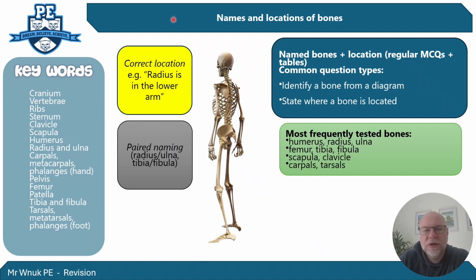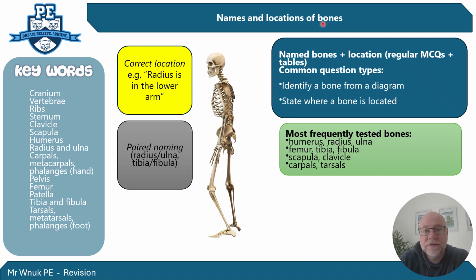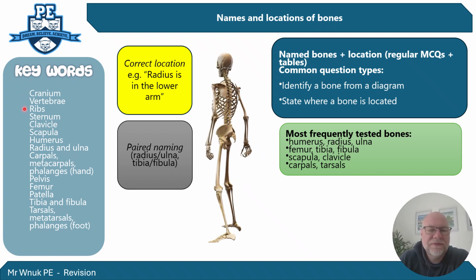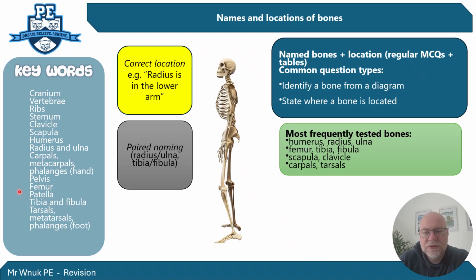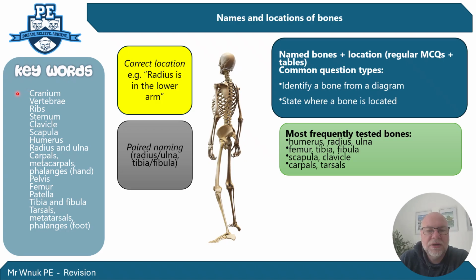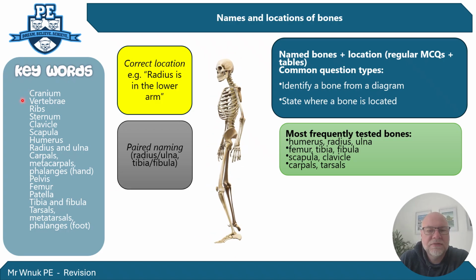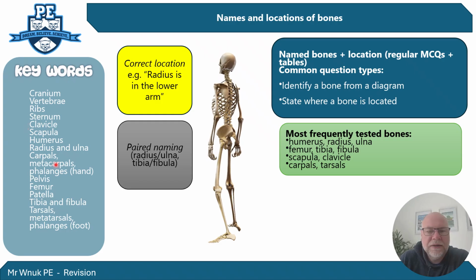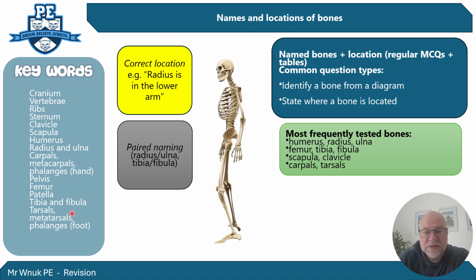Okay, so the first bit we're going to look at are the names and the locations of the bones. You need to know all of these different bones that are down the side of the screen, and I'm not going to spend time looking at each of them, but what you can do is pause the video and see if you can identify on the skeleton on the screen where the cranium is, the vertebrae, etc. And if there's any particular ones that you're not sure of, well, that's a point to look up.